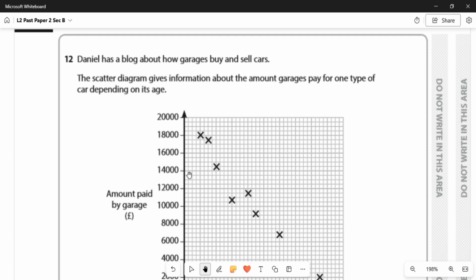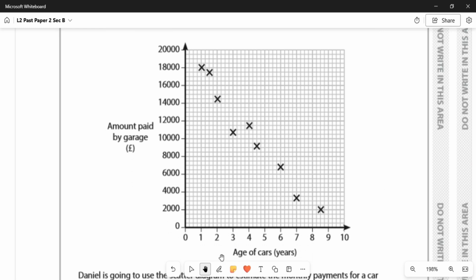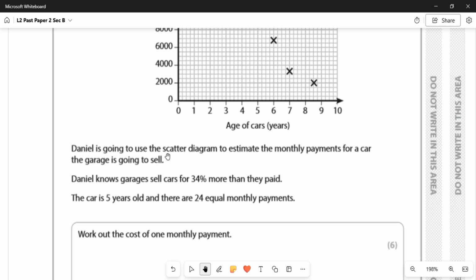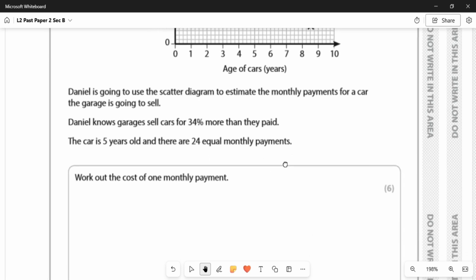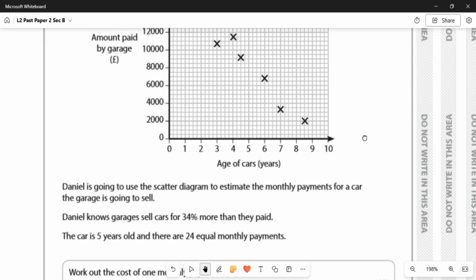Question 12. Daniel has a blog about how garages buy and sell cars. The scatter diagram gives information about the amount garages pay for one type of car depending on its age. Okay, so you've got age of car along the bottom in years, and then you've got amount paid by the garage, in pounds. Daniel is going to use the scatter diagram to estimate the monthly payments for a car the garage is going to sell. Daniel knows garages sell cars for 34% more than they paid. The car is 5 years old, and there are 24 equal monthly payments. Work out the cost of one monthly payment. 6 marks for this question.